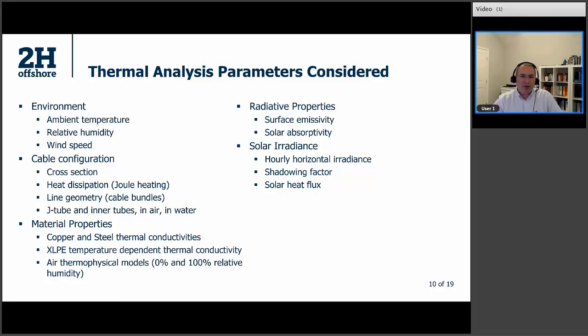When we talk about the solar irradiance, of course it is site-specific again, and we need to consider the hourly horizontal irradiance instead of using a constant value. And shadowing factor is also important. So you can assume that one half of the tube is subject to the direct sunlight and the other half is in shade. So we have solar heat flux. It is time dependent and defined over a single day.